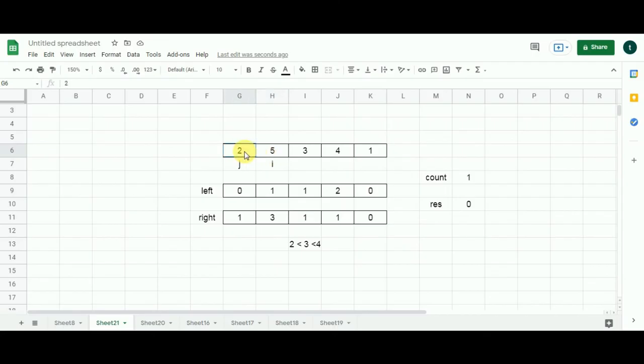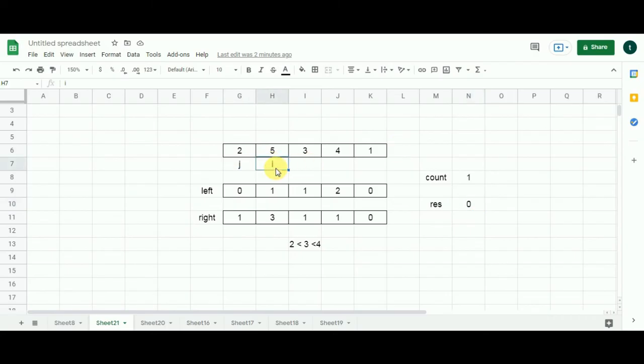Is 5 greater than 2? Yes, it is. Now what is the value here in the corresponding cell of the left array? The value is 0 over here. So let's add this 0 value to the res variable. Since the value here is 0, that means there is nothing on the left hand side of 2, so it won't affect our result. Alright, so let's add 0 to this variable because the algorithm will be doing it whenever it finds I greater than j.